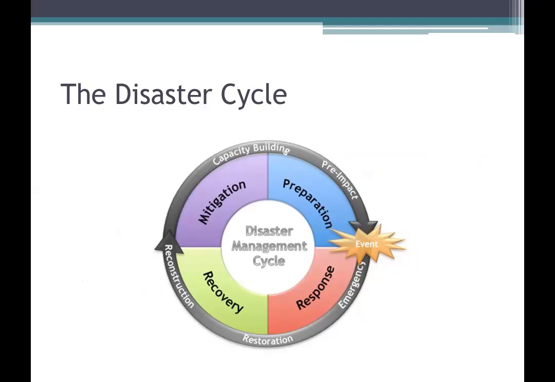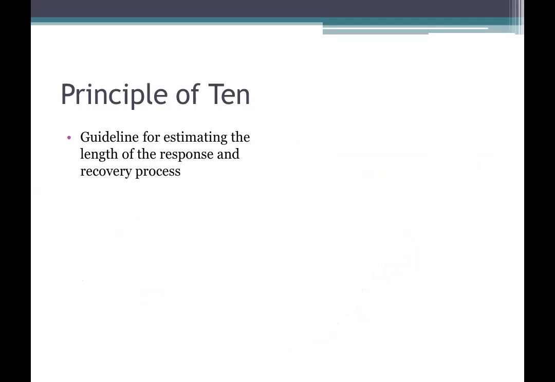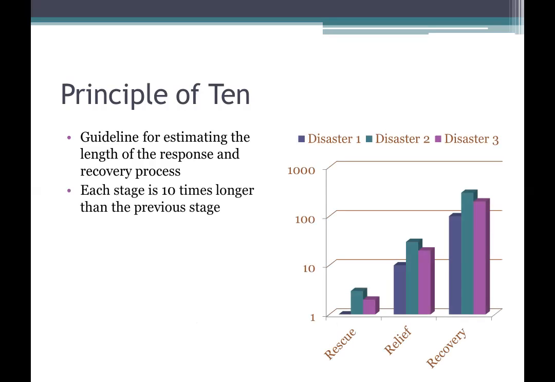A common question that gets asked is, how long does it take a community or an individual to recover from a disaster? Unfortunately, there's no hard and fast rule because each disaster is unique, and the length of recovery depends on a whole bunch of different factors. However, the principle of 10 is utilized by experienced responders as a general guideline. The principle of 10 uses the length of the rescue stage to estimate how long relief and recovery might take. Each stage is estimated to be 10 times longer than the previous stage. So if, for example, rescue took 2 days, then relief activities would take about 20 days, and recovery would take about 200 days, so approximately 6 months.